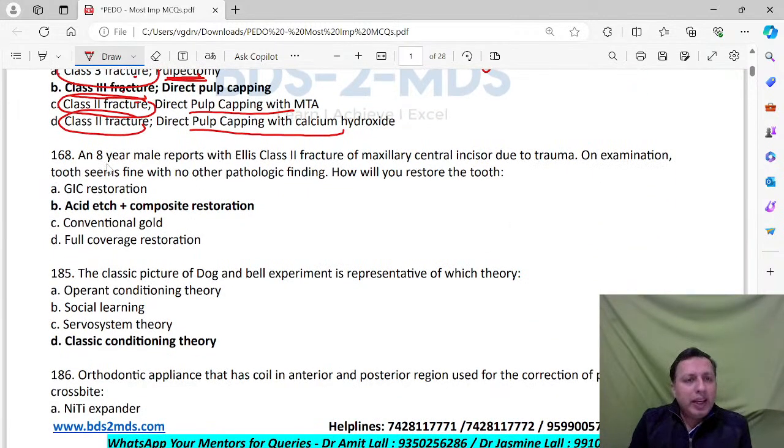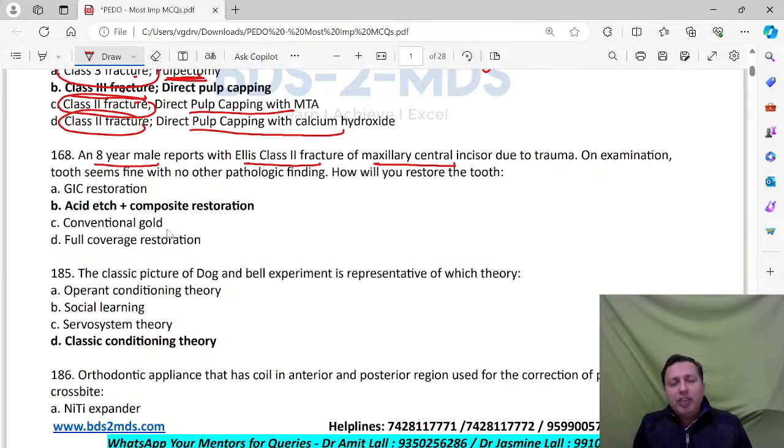Next question, again an 8-year-old male reports with an Ellis class 2 fracture. Now what is Ellis class 2 fracture? A fracture involving enamel and dentine, and the tooth involved is the maxillary central incisor. On examination the tooth seems to be fine and there is no pathologic finding. How will you restore the tooth? The options given are GIC restoration, acid etch plus composite restoration, conventional gold, and full coverage restoration.